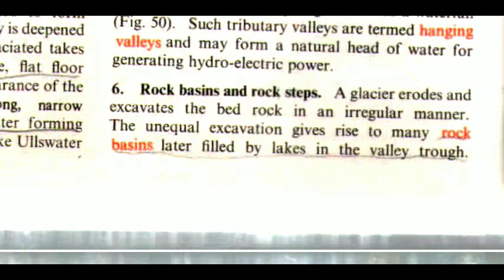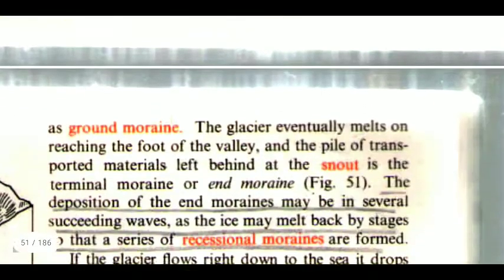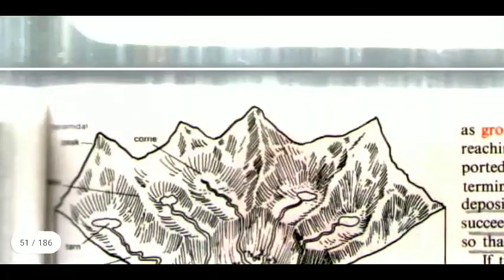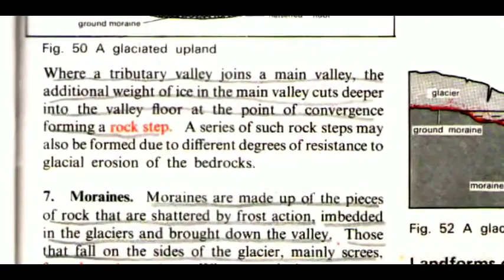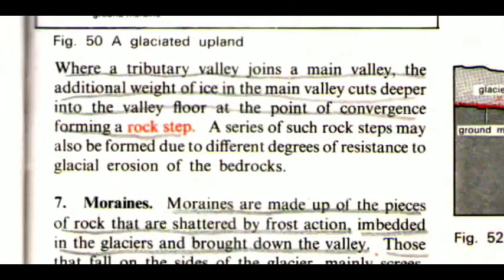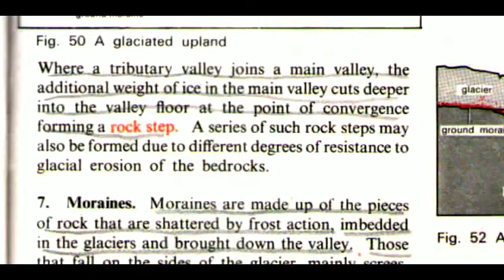The sixth one is rock basins and rock steps. A glacier erodes and excavates the bedrock in an irregular manner. The unequal excavation gives rise to many rock basins, later filled by lakes in the valley trough. You can see here the figure 50, where a tributary valley joins a main valley. The additional weight of ice in the main valley cuts deeper into the valley floor at the point of convergence, forming a rock step. A series of such rock steps may also be formed due to different degrees of resistance to glacial erosion of the bedrocks.